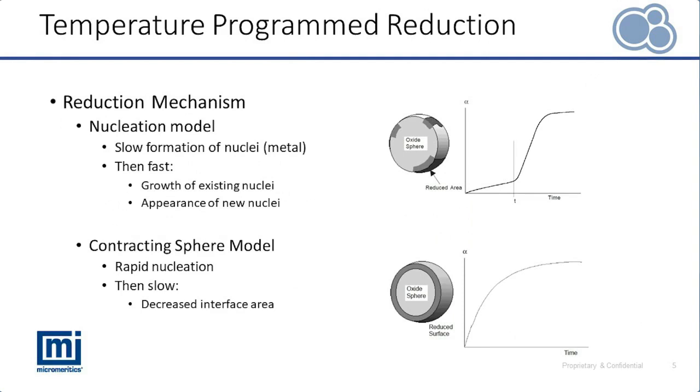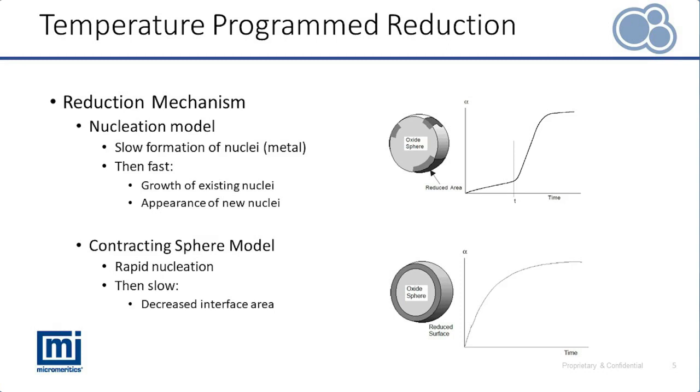There are two models for the reduction mechanism of a spherical bulk oxide. The first is a nucleation model. A slow formation of nuclei forms at the start of the reduction. Then, as the nuclei grow and new ones appear, the reduction rate increases rapidly. When the degree of reduction is plotted against time, it results in a sigmoidal shape.